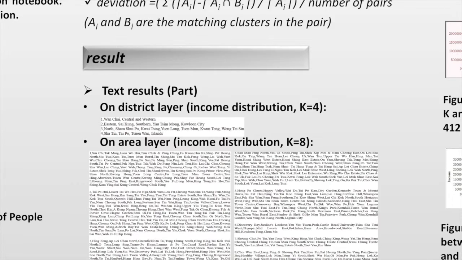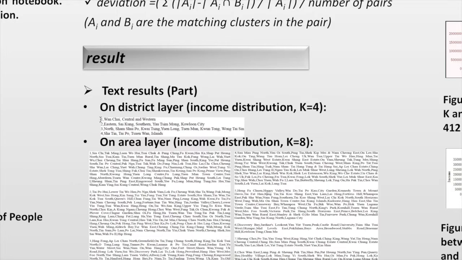We've got some clustering results. Here are partial of our results. This one shows one of our clustering results on district layer according to the income distribution. Here the K is 4. It means that we will divide the 18 districts into 4 clusters.